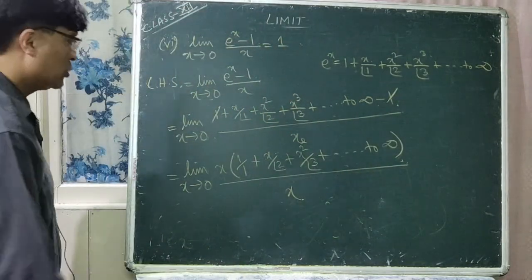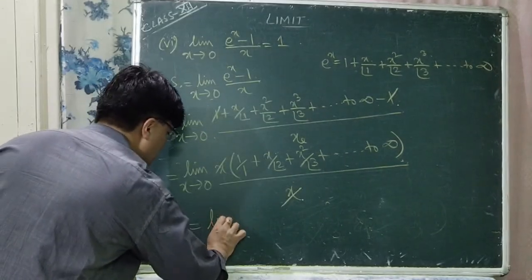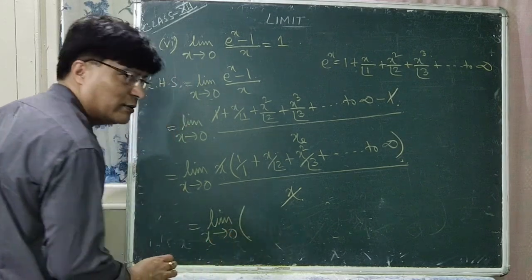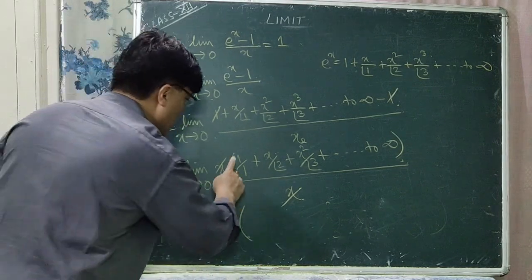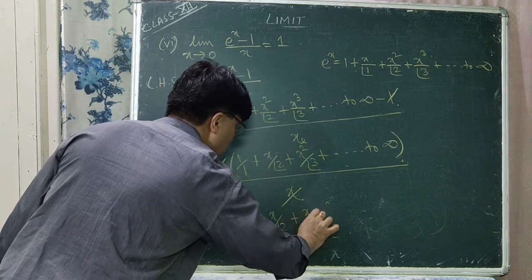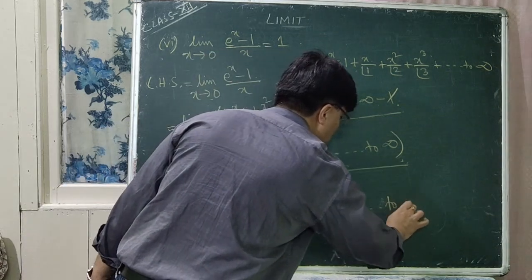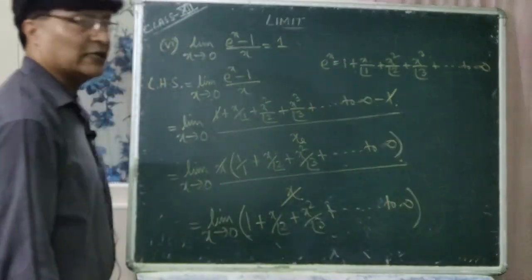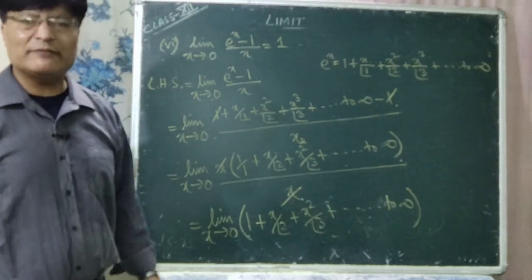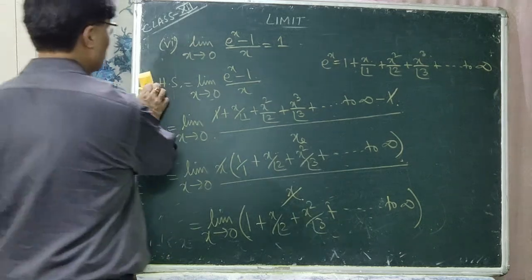Is that clear? So you can cancel this, the x's get cancelled, which is equal to limit x tends to 0. So within bracket, what do we have? 1 by 1 is 1 plus x upon factorial 2 plus x square by factorial 3 plus ... goes up to infinity. Now you can put the limiting value of x. Here the limiting value of x is 0. That means instead of x you can put 0 out here. Okay.